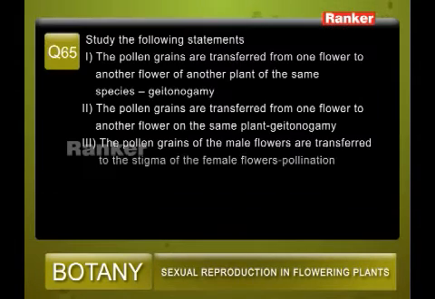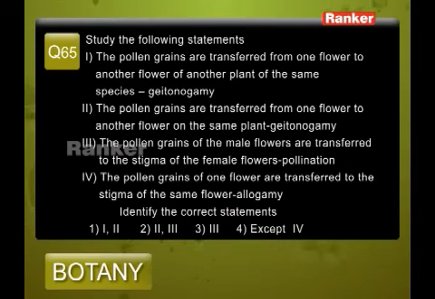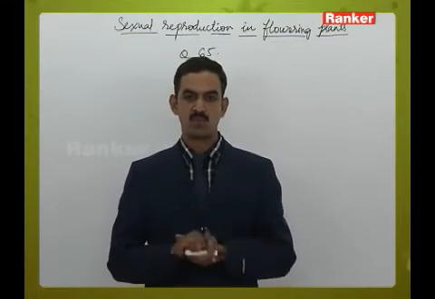Question number 65, study the following statements. 1. The pollen grains are transferred from one flower to another flower of another plant of the same species, geitonogamy. 2. The pollen grains are transferred from one flower to another flower on the same plant, geitonogamy. 3. The pollen grains of the male flowers are transferred to the stigma of female flowers, pollination. 4. The pollen grains of one flower are transferred to the stigma of the same flower, allogamy. Identify the correct statements. Okay, from the given statements, let's come to the first one.